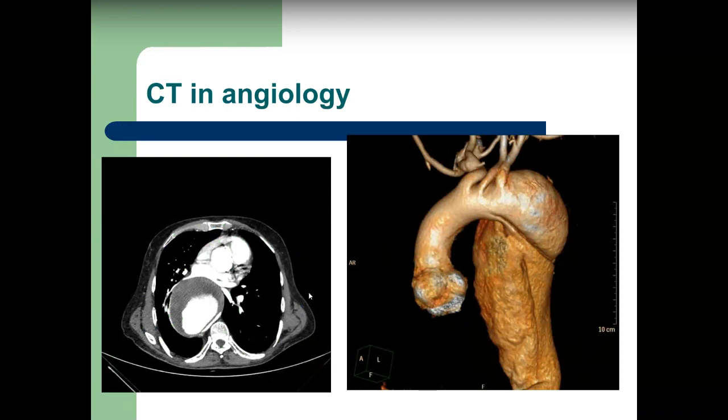CT in angiography, in angiosurgery, of course, is a very important method. We use it before aortic surgery, like in this example, a patient with a big thoracic aorta aneurysm. We can find lots of thrombus, we can find the true lumen, and we can find dissection of the wall. So without contrast enhancement, we can't find it.